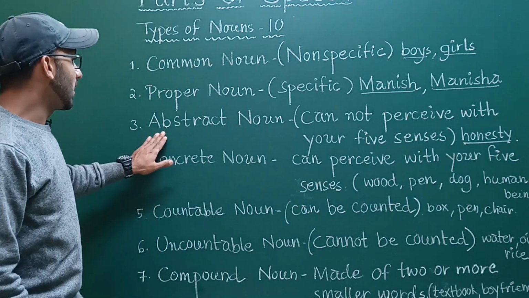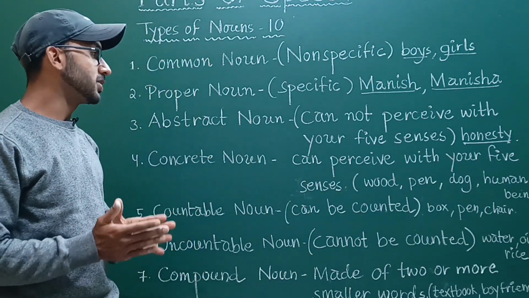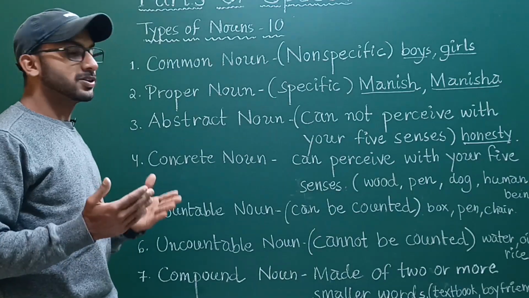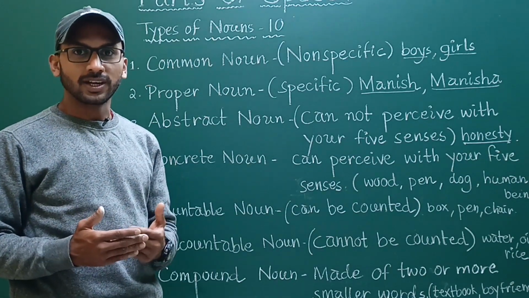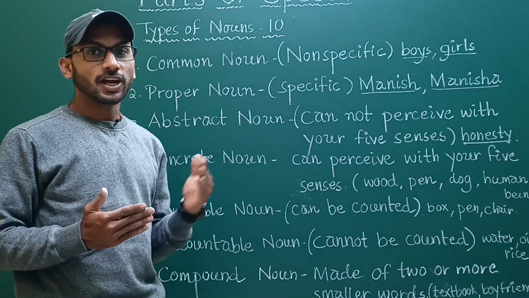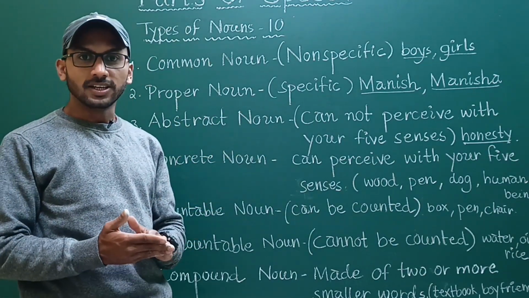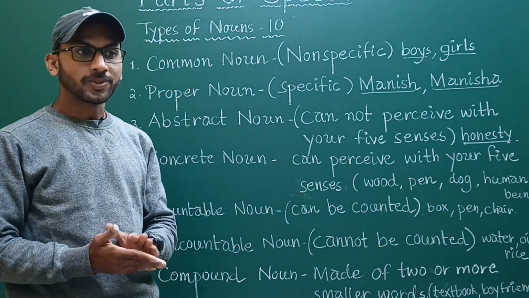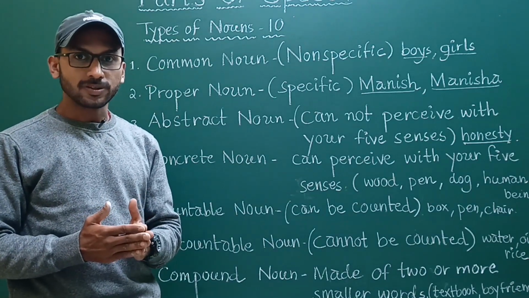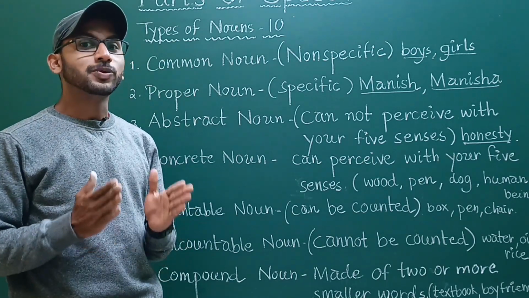So next comes abstract noun. Abstract noun is a type of noun which cannot be perceived with your 5 senses. What do you mean by perception? You can perceive it with your 6th sense. An abstract noun is a noun that you can perceive with your 6th sense, not other 5 senses, such as honesty, kindness, goodness, etc. You can feel the honesty of a person, you can feel the kindness of a person, you can feel the anger of a person or happiness of a person, but we can't see it.